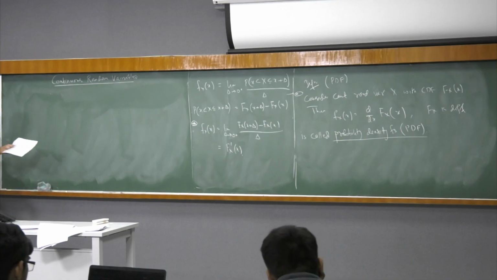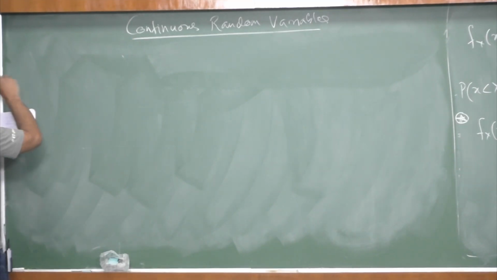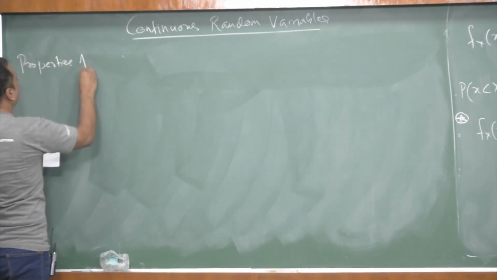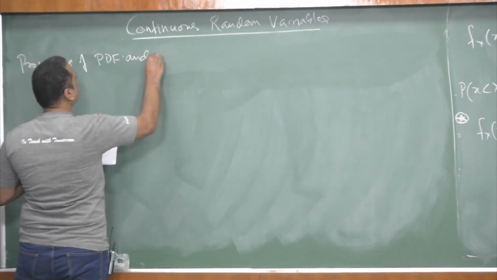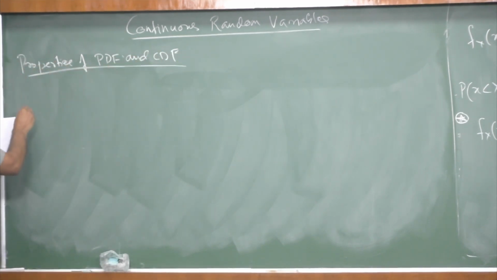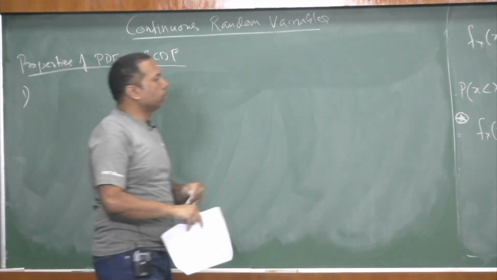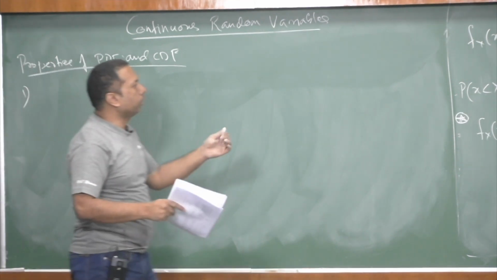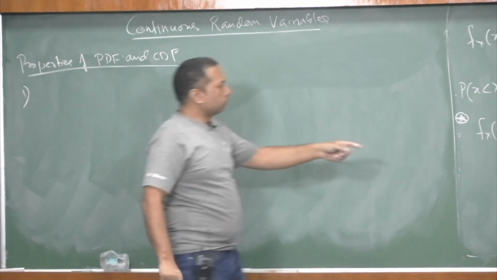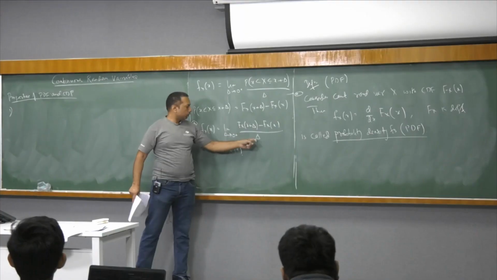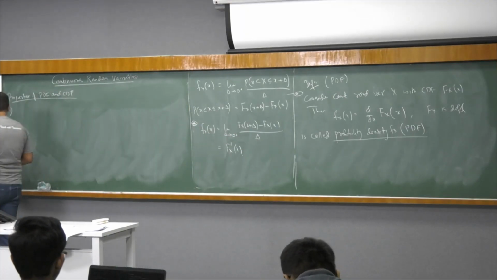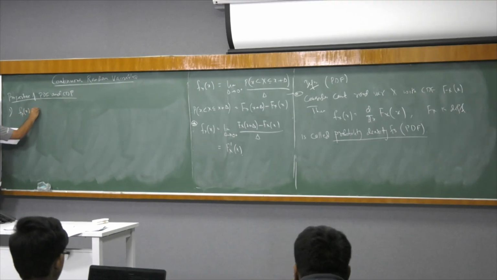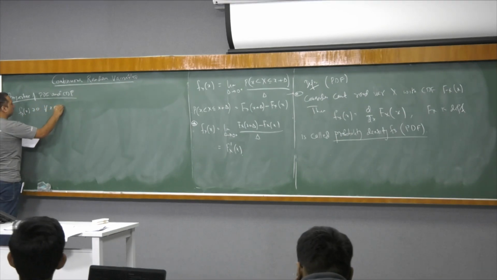So let us write down the properties of PDF and CDF. Just like PMF values, which were probability values, were non-negative, here also we say it's non-negative. Because this guy is something positive and this guy is also positive, the ratio of that is going to be positive as well. So f_X(x) is greater than or equal to 0 for all x in R.